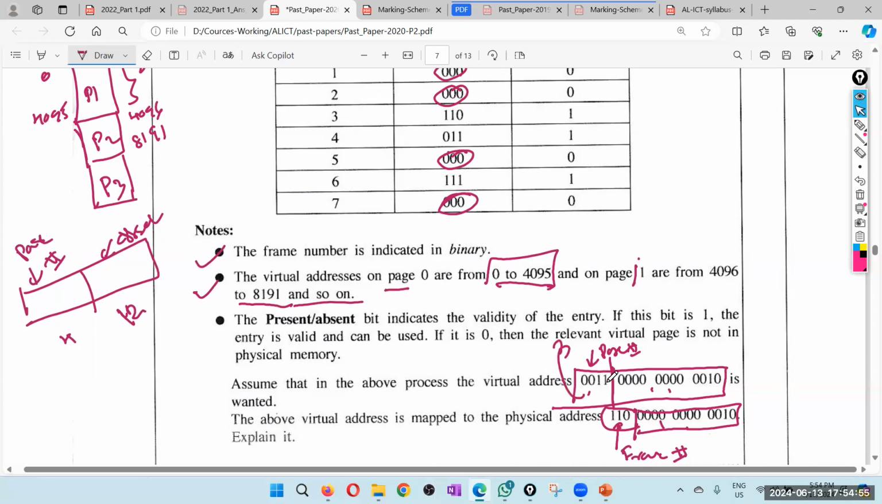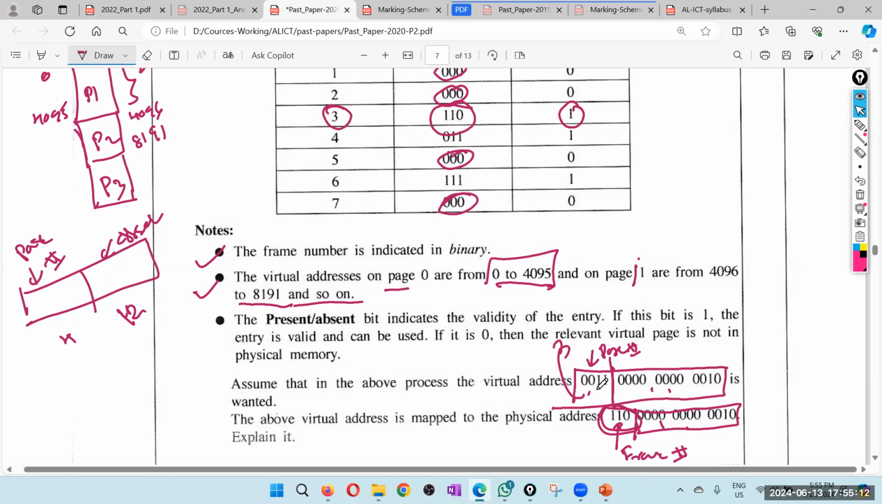0011 is 2, 2 plus 1. So therefore, you need to highlight this 3. So their page number is 3 and it's valid because 1, and its corresponding frame number according to the page table is 110. So you can see it's 110. You need to explain that.